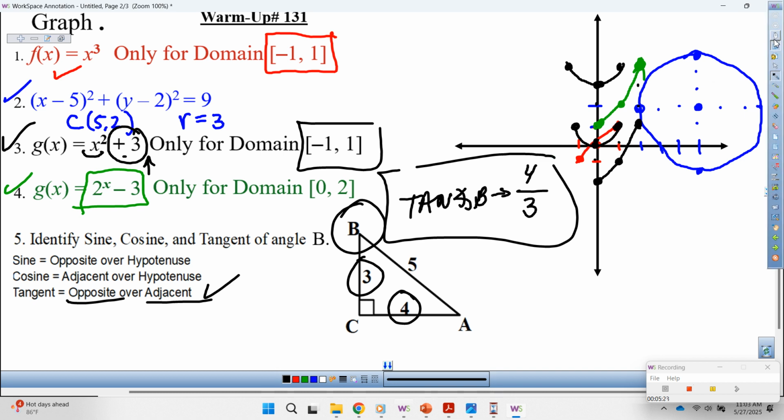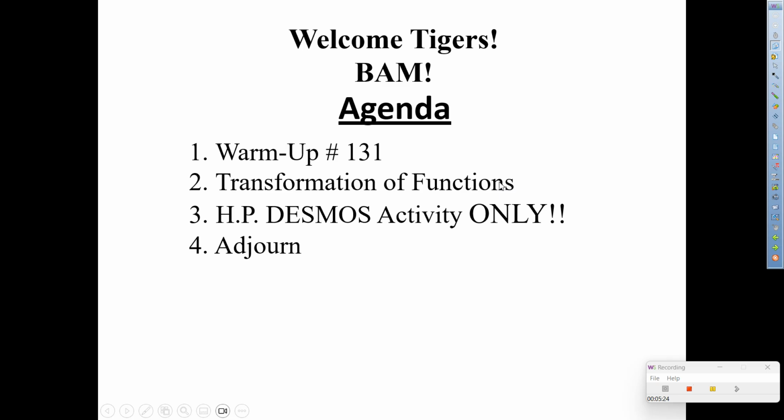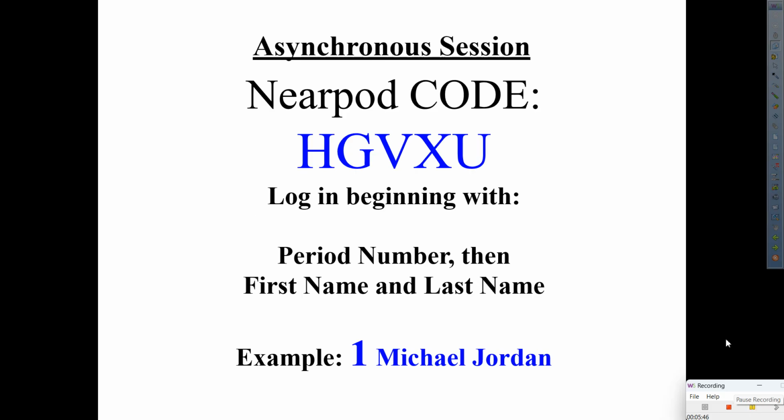All right, good. Copy the agenda, please. Warm up 131 done. Transformation of functions, and we're down to our last project of the school year. Let's go. We're going to be using Desmos towards the end, not right now. As soon as you're done copying the agenda, come back here and grab one graph paper from the back, please. Today's presentation code is HGVXU.